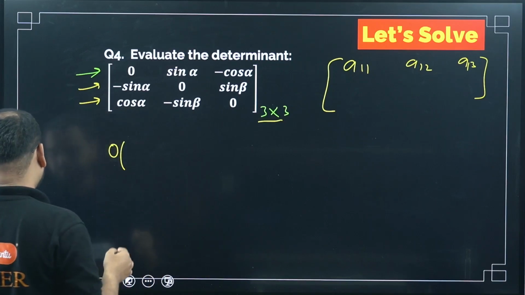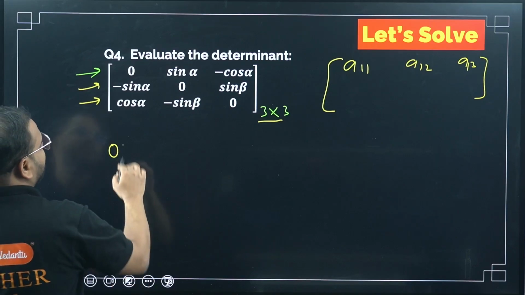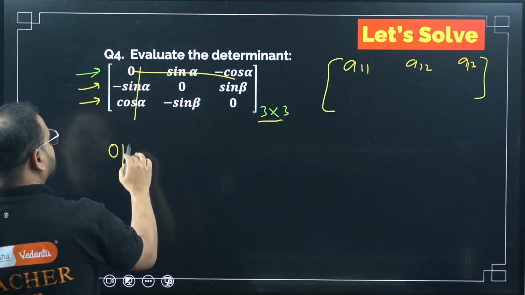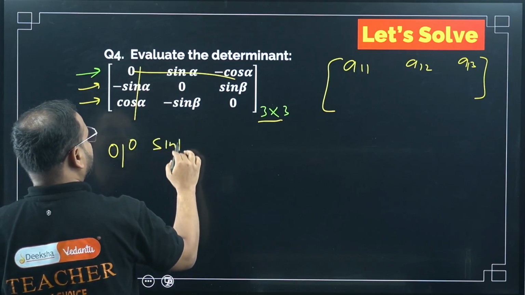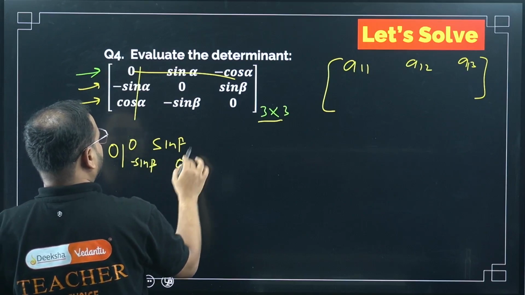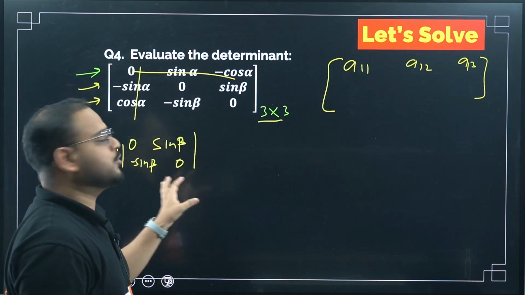Now what are you going to do? Write this as it is and then apply the square matrix of the remaining elements which are not present in that intersection. So what is that? 0 sine B, minus sine B and 0. So why are you writing this? It is going to be 0 anyway. I know that, but I just wanted to show you how it works.